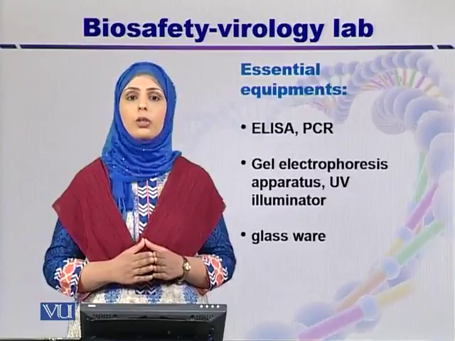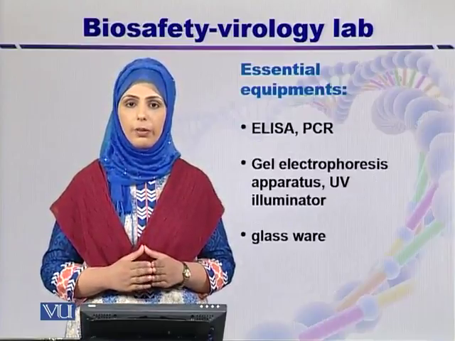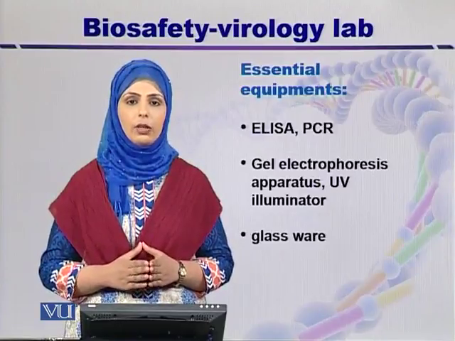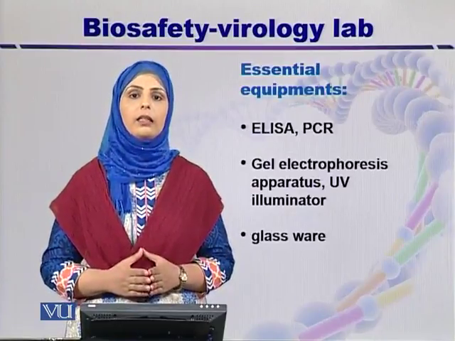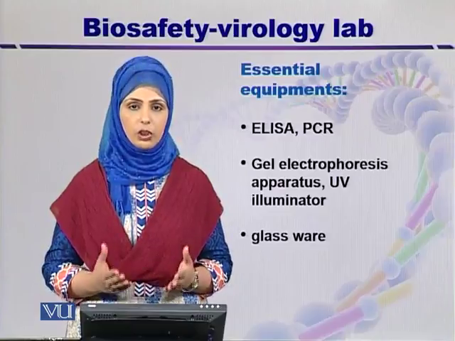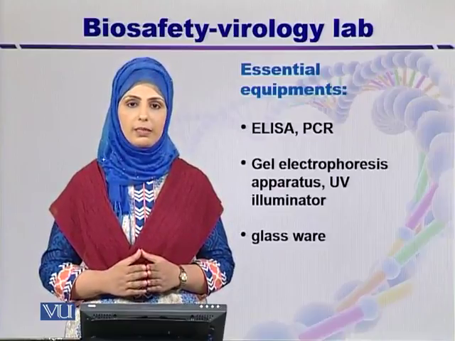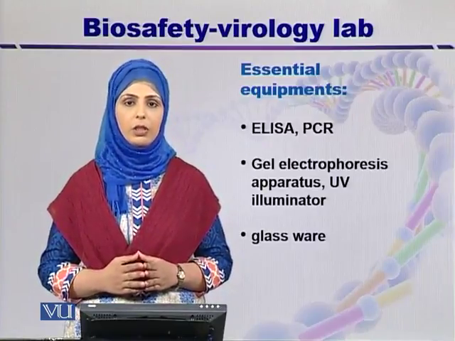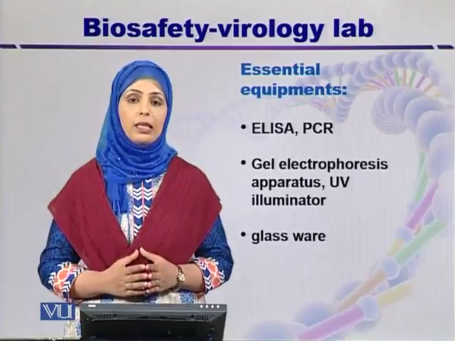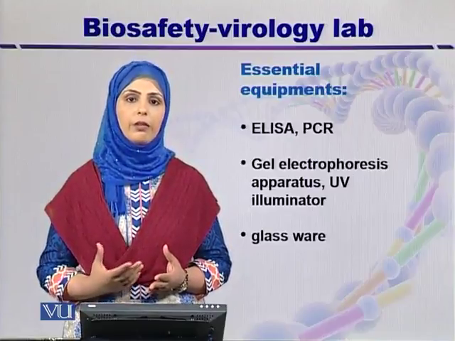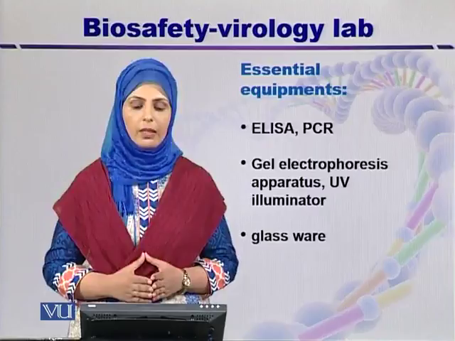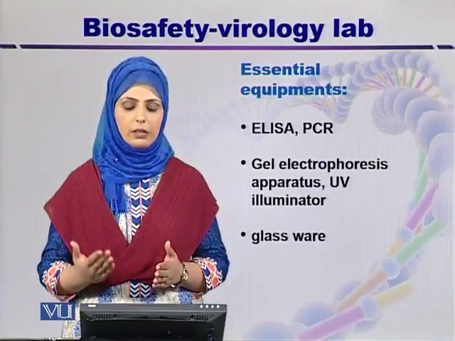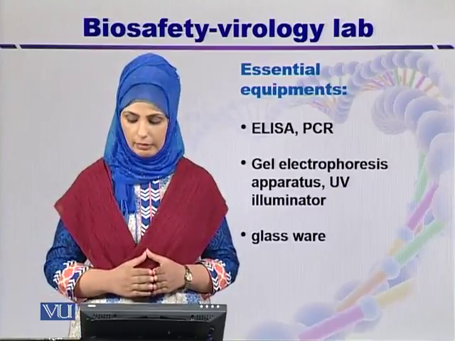Essential equipments also include enzyme-linked immunosorbent assay equipment. It can include ELISA washer and reader, then polymerase chain reaction machine, that is commonly known as PCR machine. Then we must have a gel electrophoresis apparatus, UV illuminators, to examine the bands that appeared after performing the PCR. Then all types of glassware such as flasks and beakers should be available in the lab.